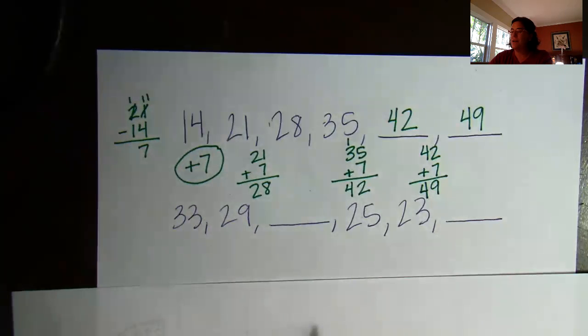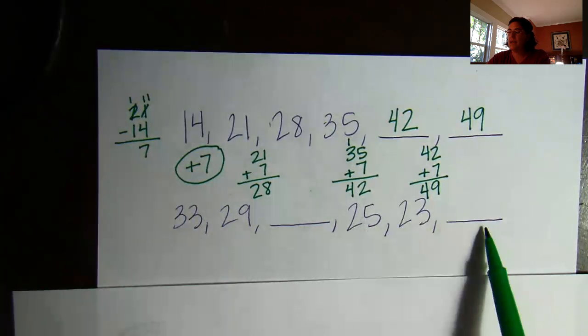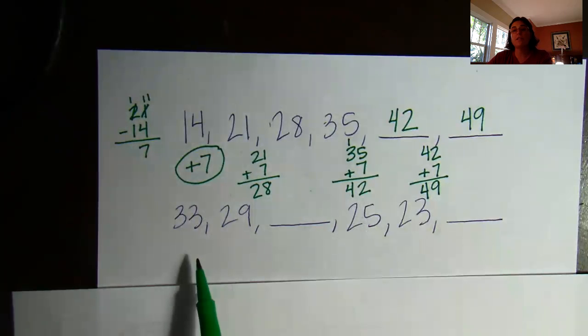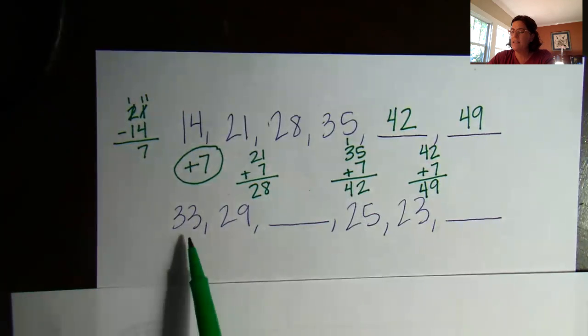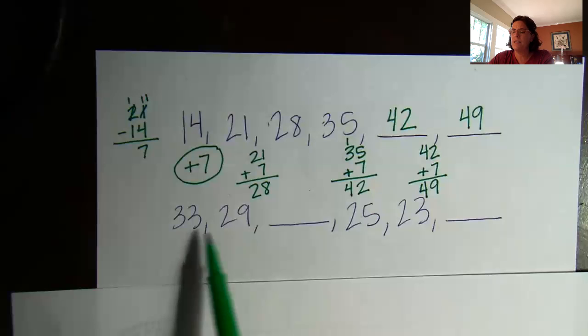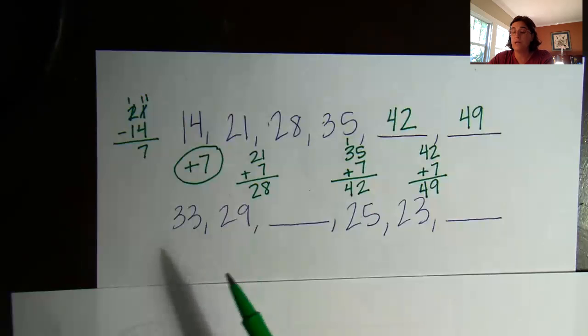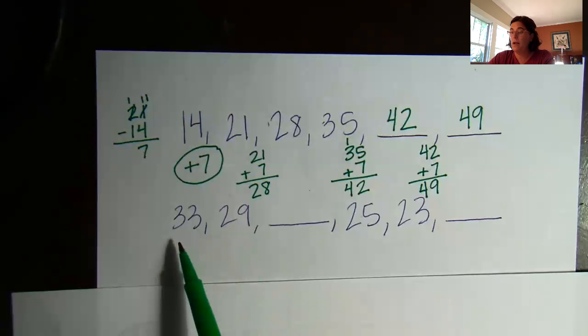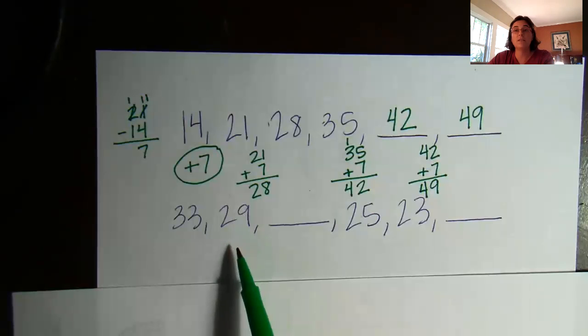All right, so now I see a pattern, 33, 29, blank, 25, 23, blank. I see that my numbers are getting smaller, so I'm either going to have to divide or subtract. So let's think, can I divide 33 by any number and get 29? No, I can't. The smallest number I could divide 33 by is 1, and I'd get 33. If I divided it by 2, I would get 11 with some remaining. So I know that this is not a division problem, it's a subtraction problem.